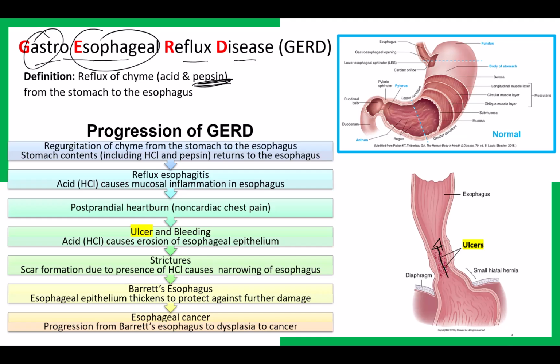So there's some reason why either the LES stops working because of a hiatal hernia or a paraesophageal hernia or both, or the LES just stops working properly and it relaxes to allow acid to come up from the stomach into the esophagus. And then what happens is that acid starts causing inflammation, right, in the mucosa of the esophagus. And so when it starts doing that, it's called reflux esophagitis.